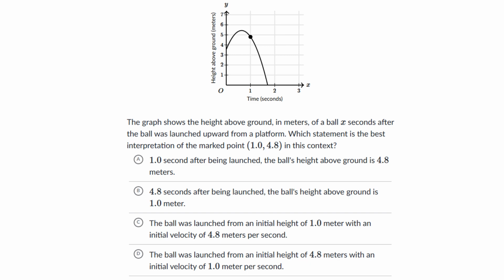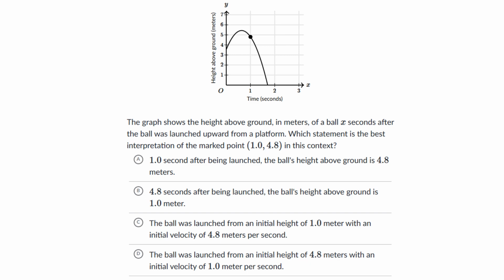Okay, so now let's look at option number A. 1 second after being launched, the ball's height above ground is 4.8 meters. So this is correct. Let's keep it for a while. And before you answer this sort of questions, make sure that you observe the graph critically. And over here you can see that the x-axis represents the time and the y-axis represents the height above ground in meters.